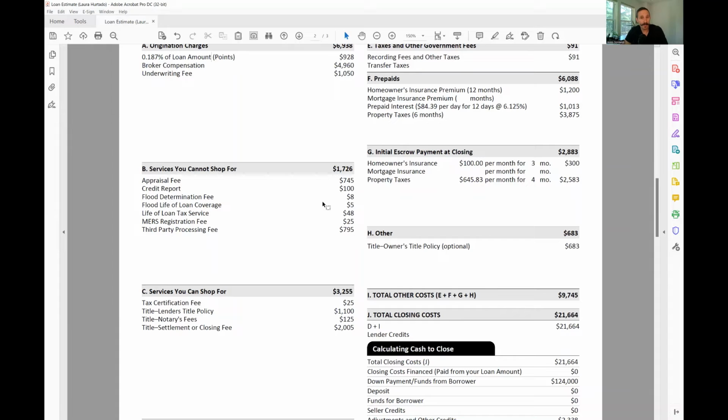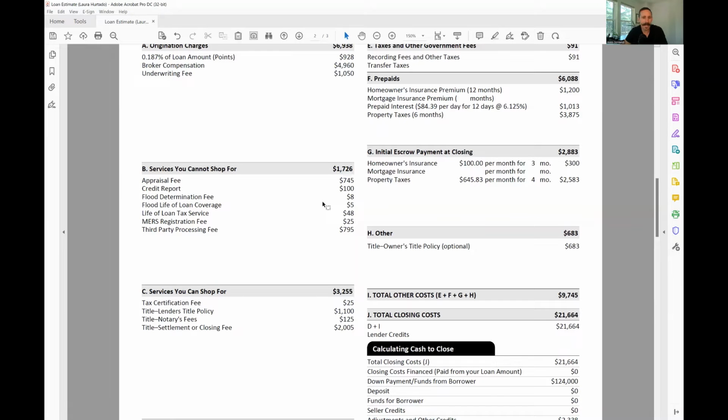But remember, there's a 10% tolerance cure. So if we under disclose a credit report fee and we have to do some things maybe to clean up the credit and we don't disclose that up front, then we can't get reimbursed for that. And so a lot of the times we'll overestimate what those fees are in section B and C, just to make sure that we have a padding in there. Section C, these are services that you can shop for. So this is always going to be your title and your escrow fee. And then any other ancillary items that have to do with the settlement, like notary fees.